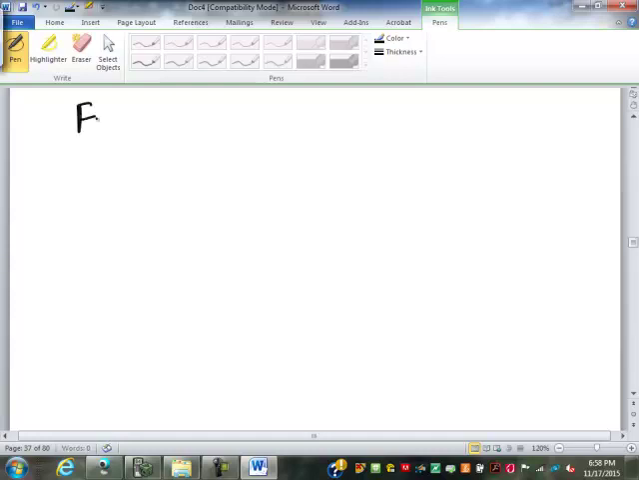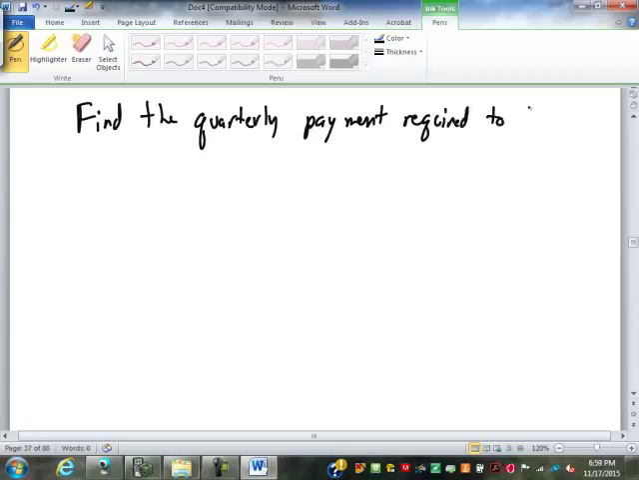So let's say, find the quarterly payment required to have, let's go $750,000 in 20 years at 8%.